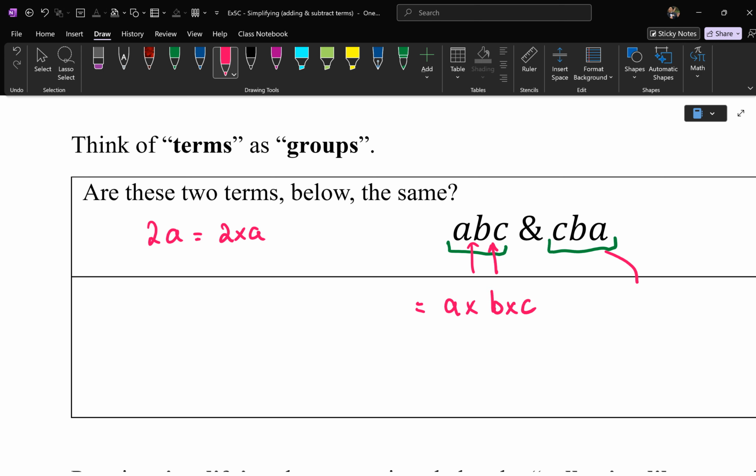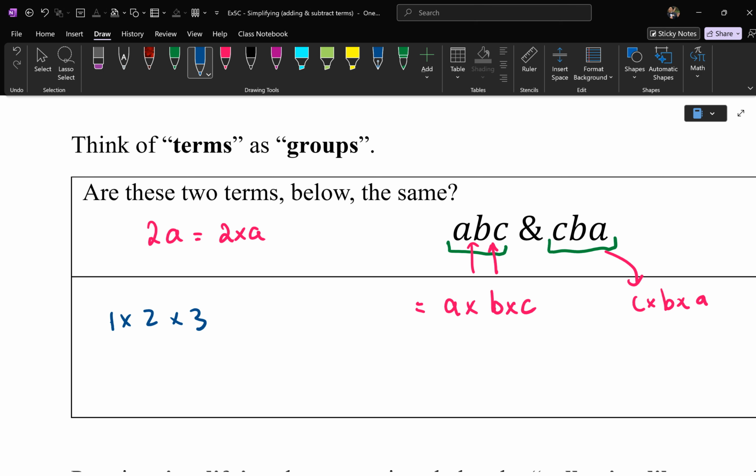But then if you look at the second one, CBA, what does this mean? Yeah, C times B times A. Now, at first glance, they look different. But if you think about it logically, when you multiply numbers, if I gave you 1 times 2 times 3 in that order, what's 1 times 2 times 3?